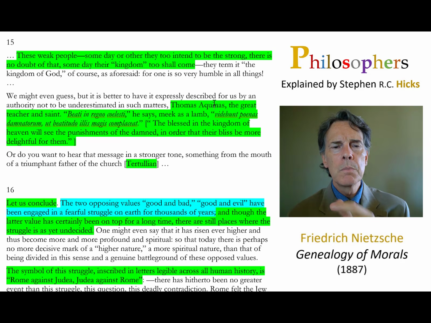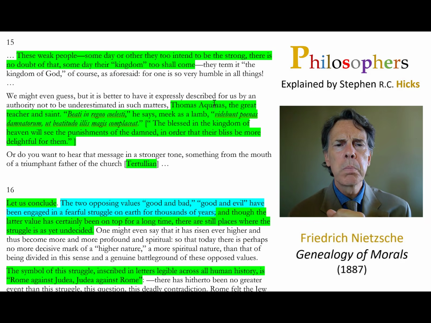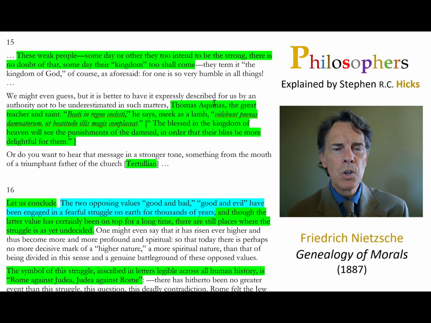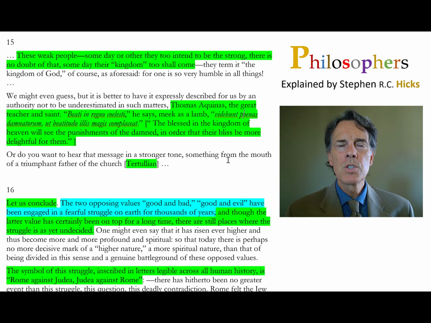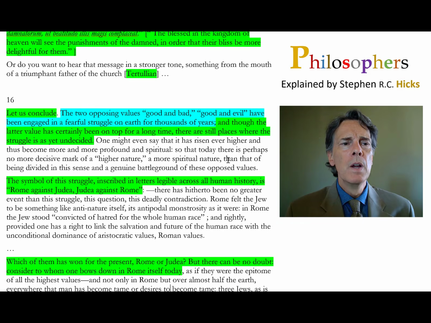He quotes him in Latin, but we'll do the English translation here. The blessed in the kingdom of heaven will see the punishments of the damned, in order that their bliss be more delightful for them. And then he goes on to quote Tertullian, an earlier church father, who had said much the same thing, but in longer and much more florid prose.